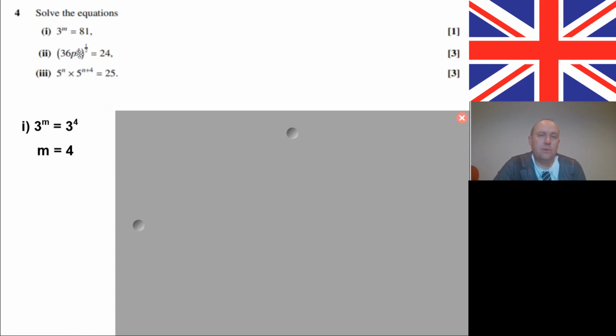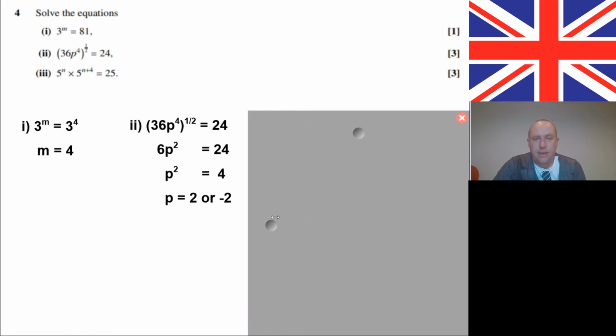And for p to the 4, multiply the exponents when you do power to a power, so 4 times 1/2 is 2, and then that equals 24, and then we can solve this easily enough. Divide both sides by 6, and then do a square root, not forgetting plus or minus for this. I just wrote it as 2 or -2 because I couldn't find the plus or minus symbol easily.